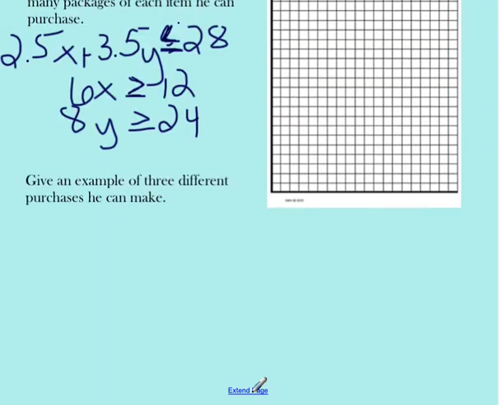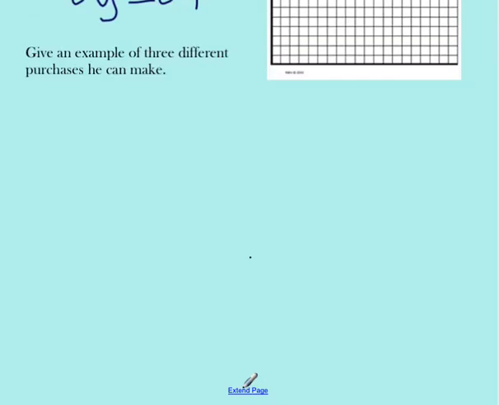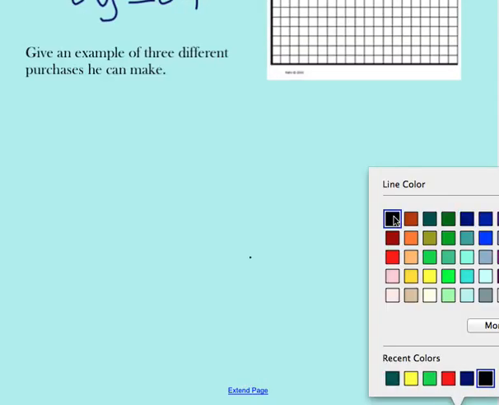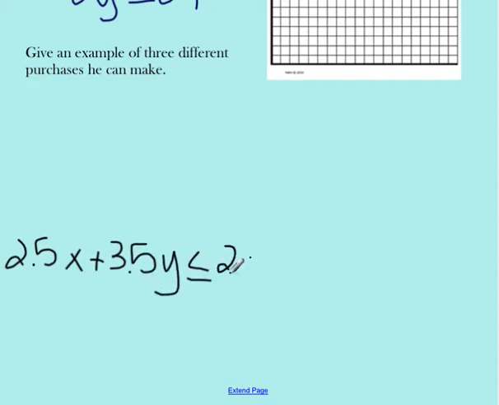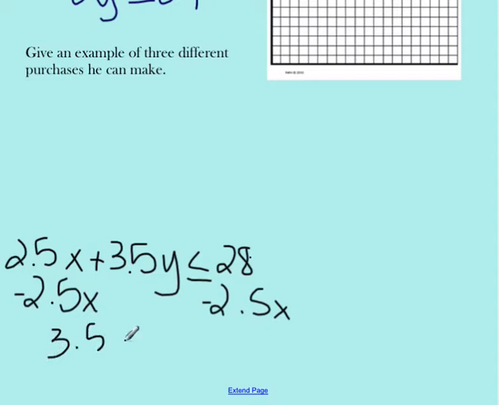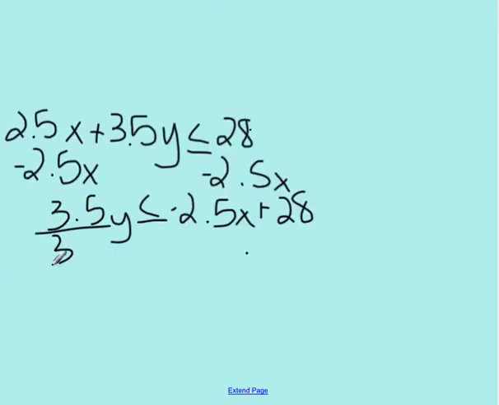So I'm going to do some extra work down here, and we need to solve each of those equations for y. So let's start out. So we have 2.50x, so you can just write that as 2.5x as well, and 3.50y. So now we're going to solve that for y. So I'm going to start by subtracting 2.5x from both sides. And then 3.5y is less than or equal to negative 2.5x plus 28.